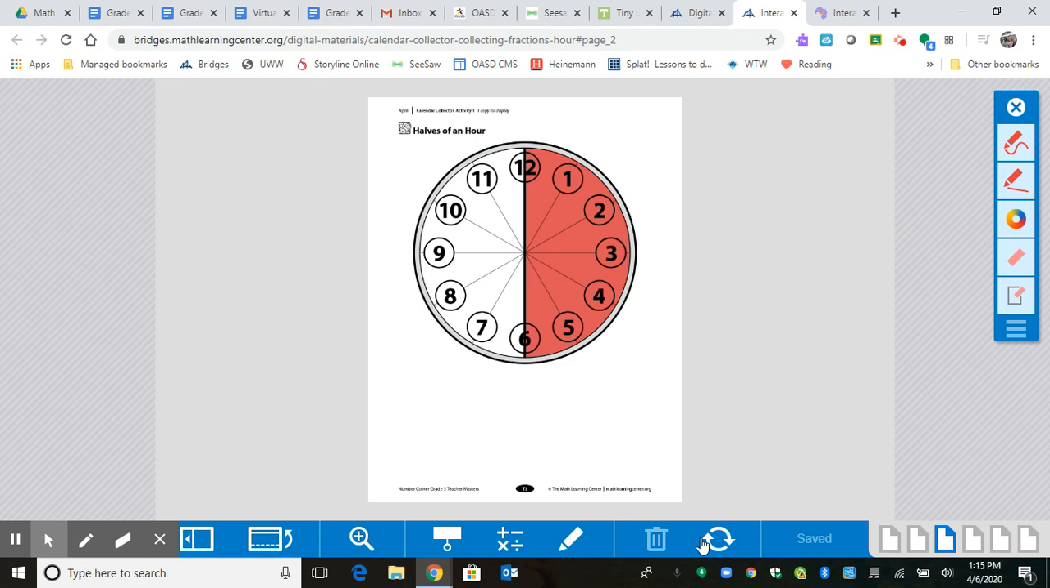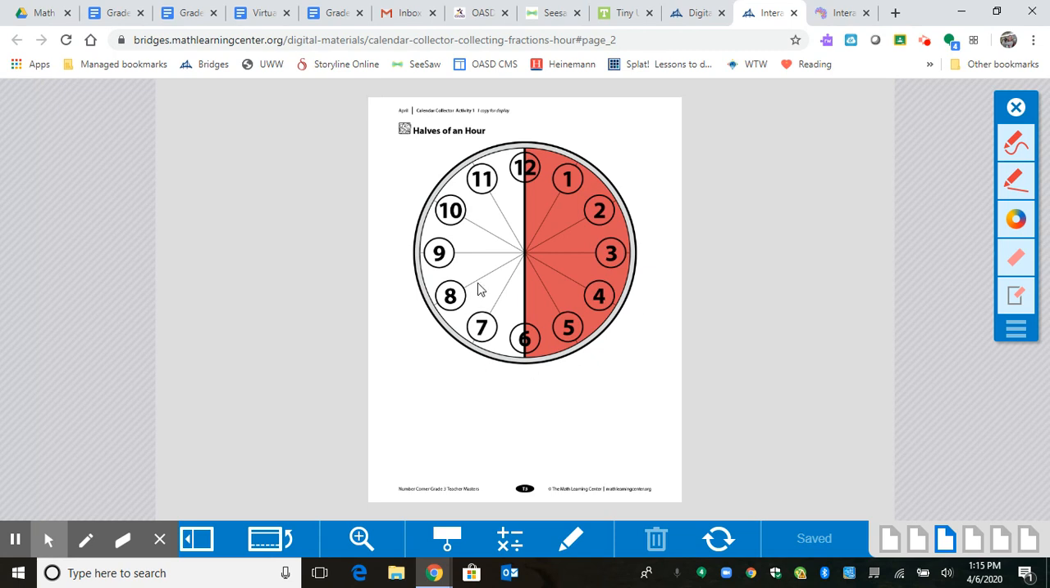Mathematicians? Well, today what we're going to look at is halves of an hour. So here I have a clock and my clock is split in half. But if I'm trying to think of 1 hour is equal to how many minutes? That's right, 60 minutes. So if I were to take 60 minutes, the whole, and split it in half, instead of 60 minutes, I would have 30 minutes, correct.